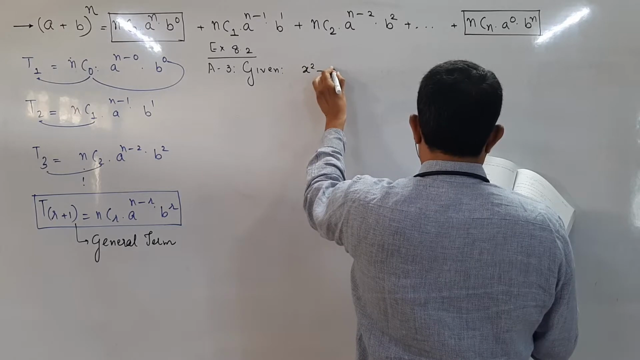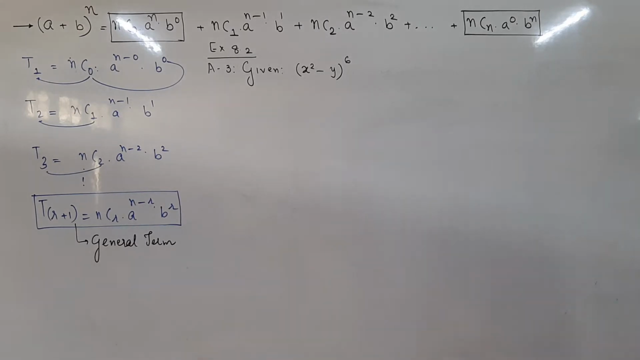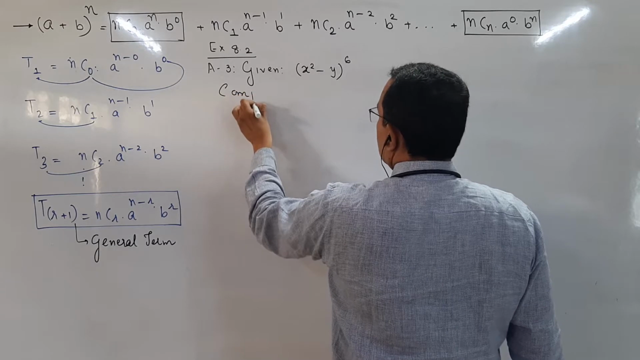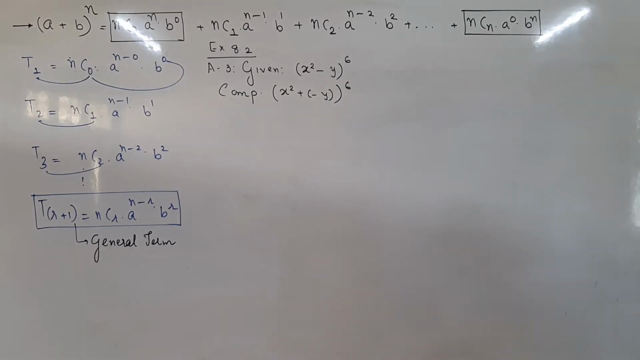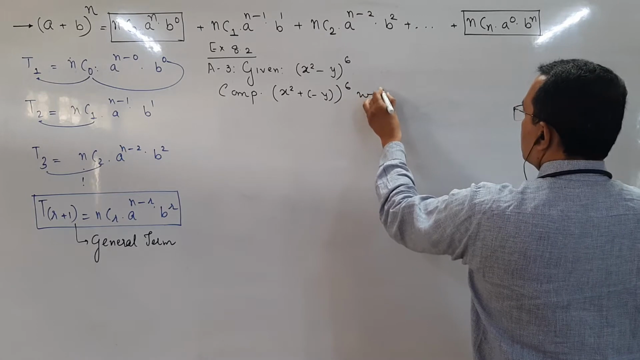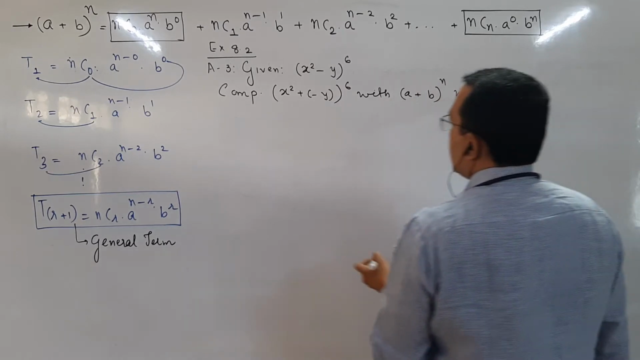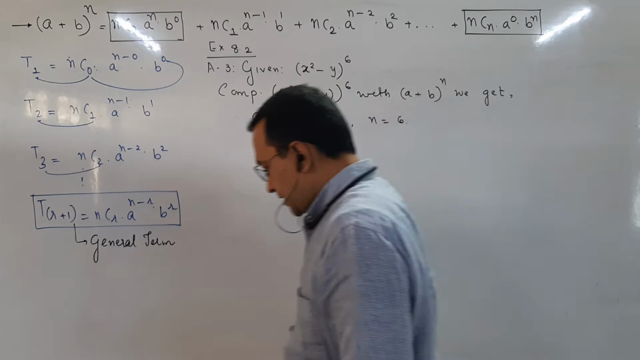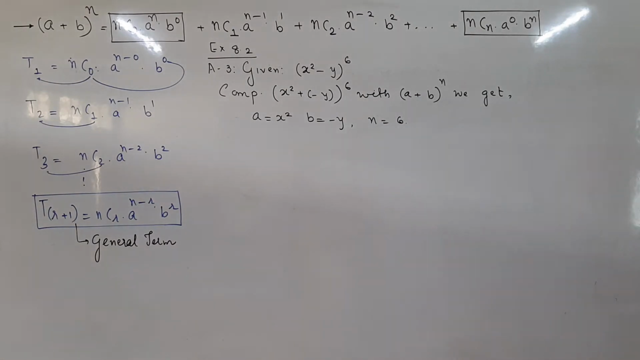The given expansion is (x squared minus y) to the power 6. We have to obtain, students, the general term. Now students, we will write this by comparing (x squared plus minus y) raised to 6. So the formula of (a plus b) raised to n is applied for (a minus b) raised to n also. Comparing this with (a plus b) raised to n, we get a is equal to x squared, b is equal to minus y, and n is equal to 6. This is what students we have to understand.